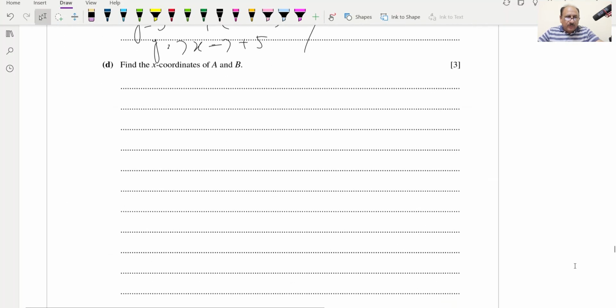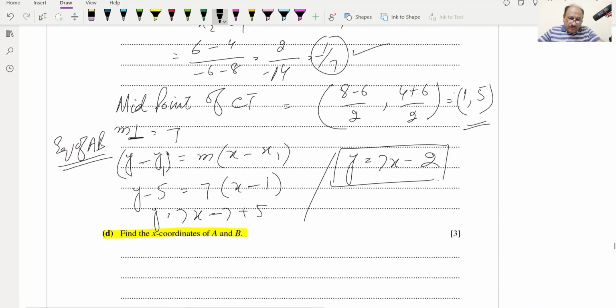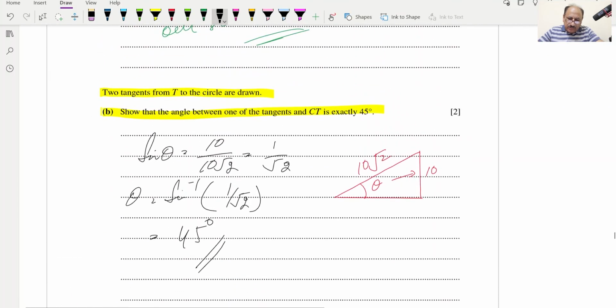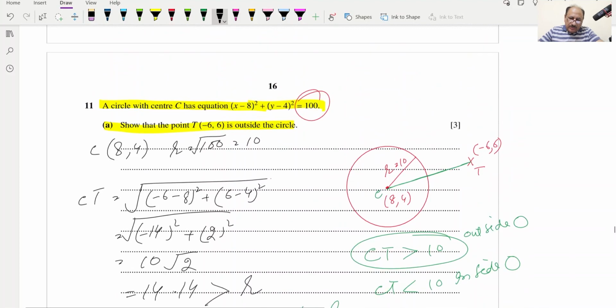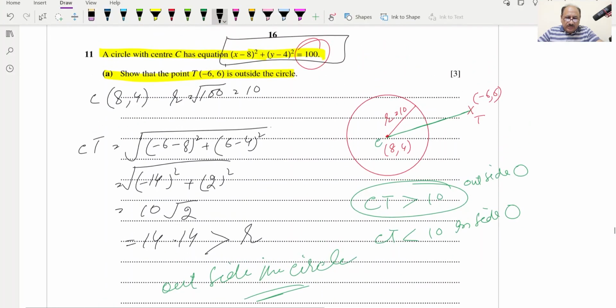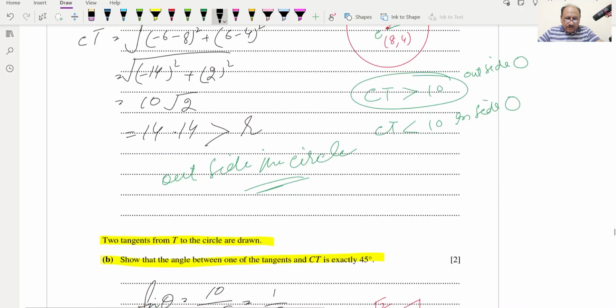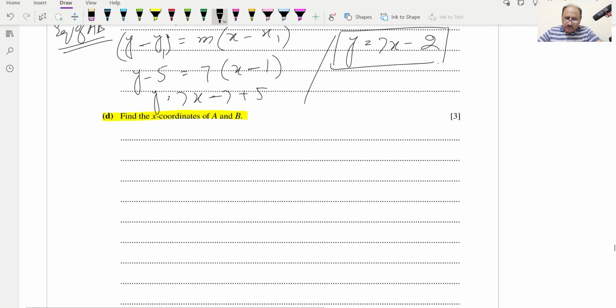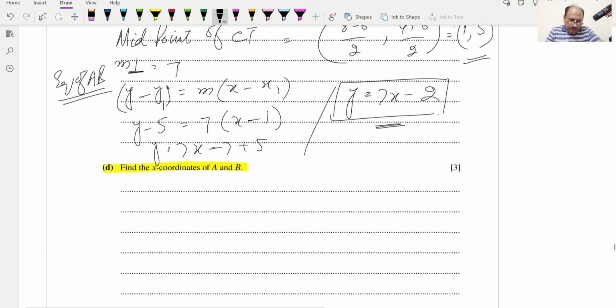Hopefully you understood this. Now find the x coordinates of A and B. To find the x coordinates of A and B, we will use the given equation of the circle, which is over here. This equation we will be utilizing. So x minus 8, and for y we can replace the y value which we just found. So I will write down the equation first. So x minus 8 squared plus y minus 4 squared is equal to 100.